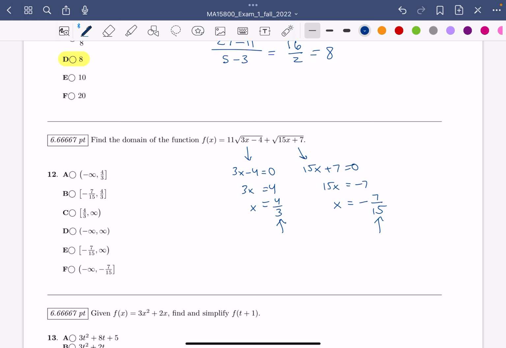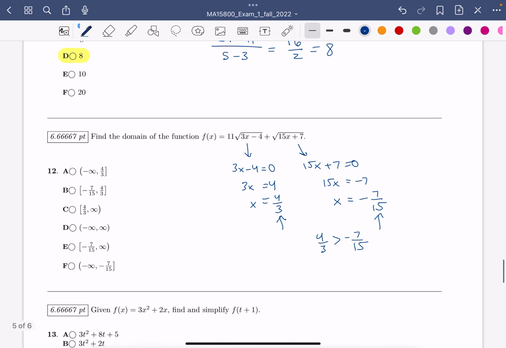So we need to go with the bigger number of the two to ensure that both of these roots stay 0 or positive the entire time. Because 4 thirds is greater than negative 7/15, we're going to go with that for our domain. Again, anything smaller than 4 thirds is going to cause it to be imaginary, so our domain has to be from 4 thirds onward. So 4 thirds to infinity.